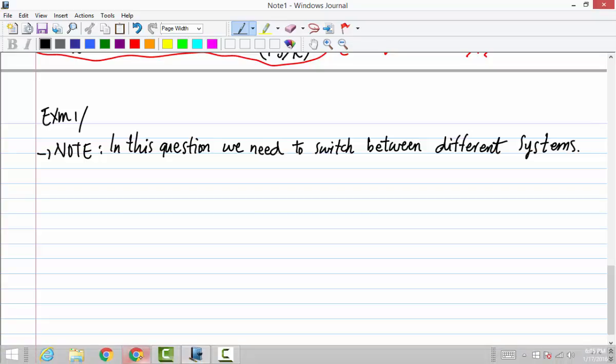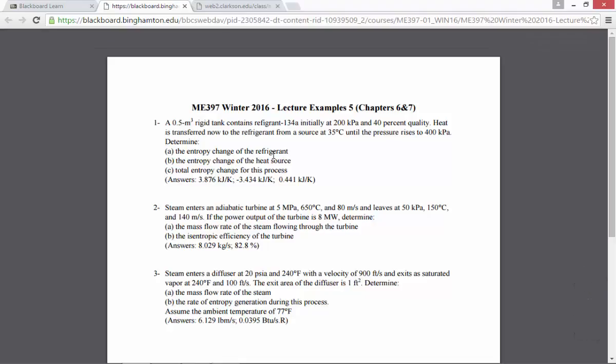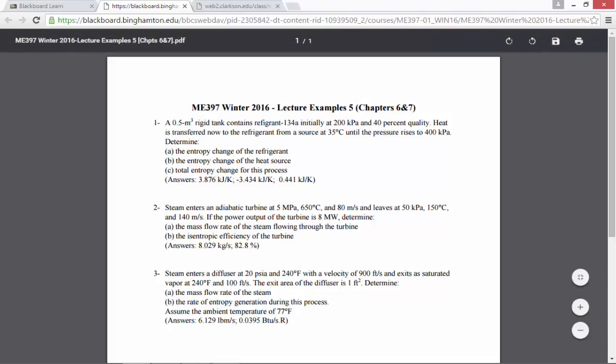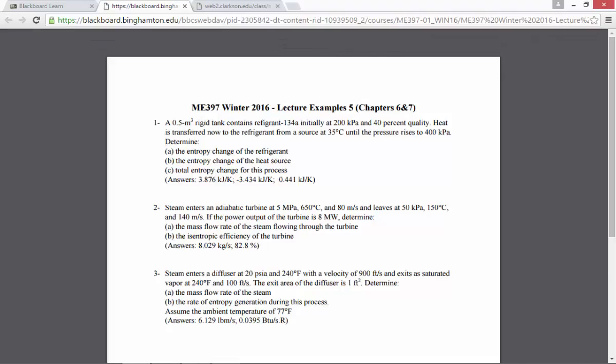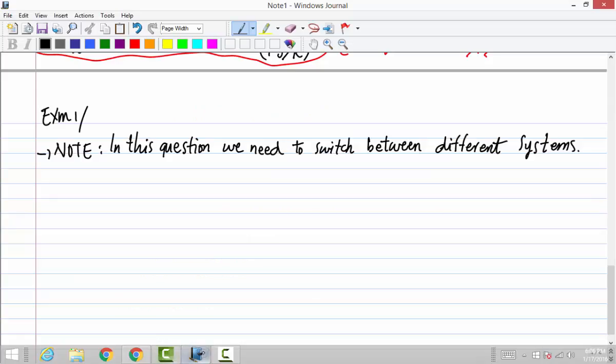Because if you pay attention to the text, here it says entropy change of refrigerant. So I need to take the refrigerant, the tank content, as my system. Then it asks for the entropy change of the heat source. Now the system would be the heat source, which is supplying the heat, adding the heat to the tank content, right? So I need to change my system, switch it to something else, and then switch back. Therefore, just keep in mind that we're gonna deal with different systems. And therefore, I need to define my question step by step.